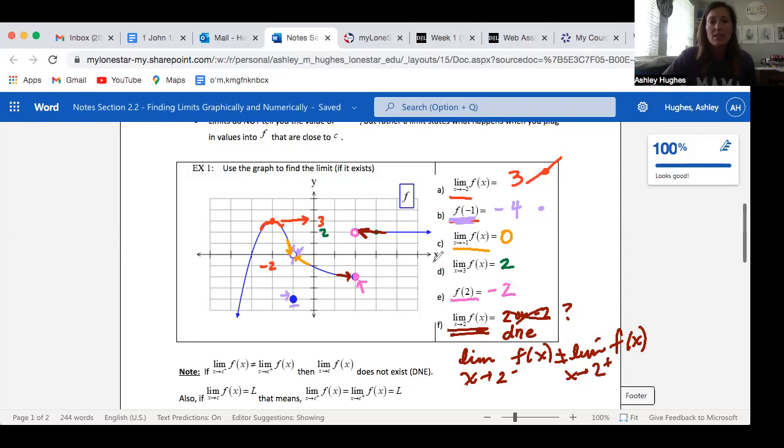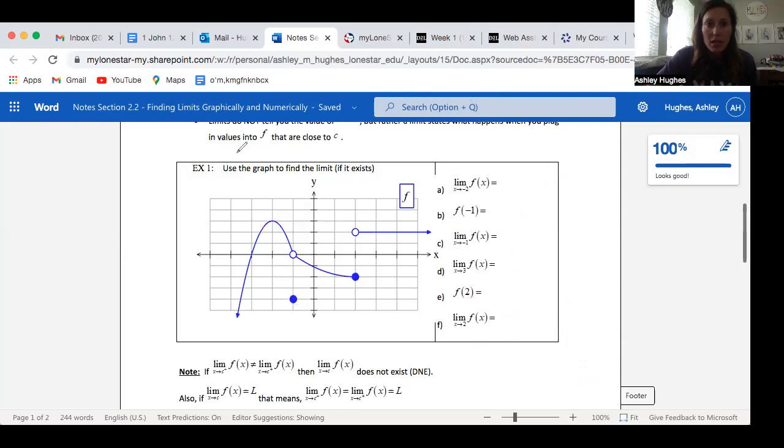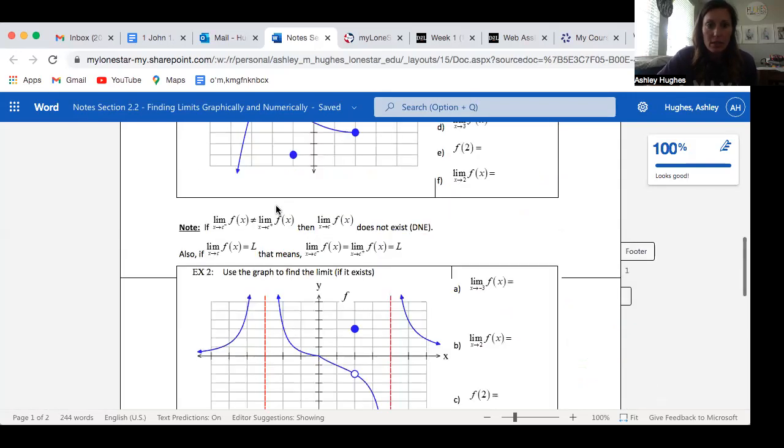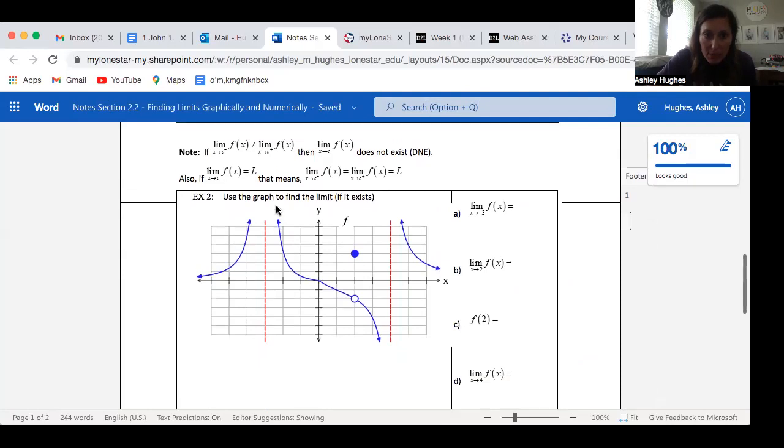So this is a practice evaluating function values versus function limits. Now I'm going to clear this and move down. Here's another example. Again, if the limit from the left doesn't equal the limit from the right, then the limit does not exist.